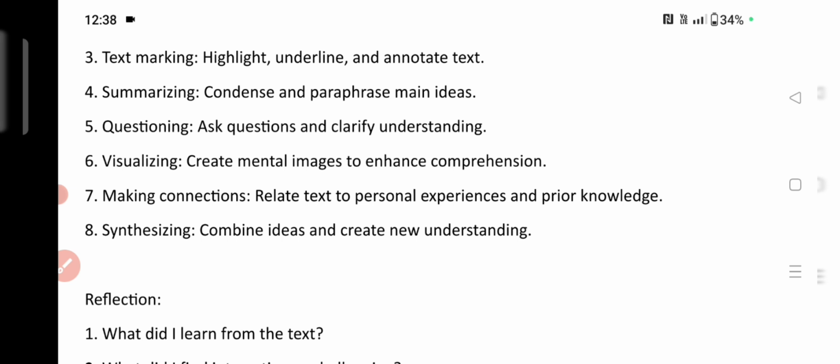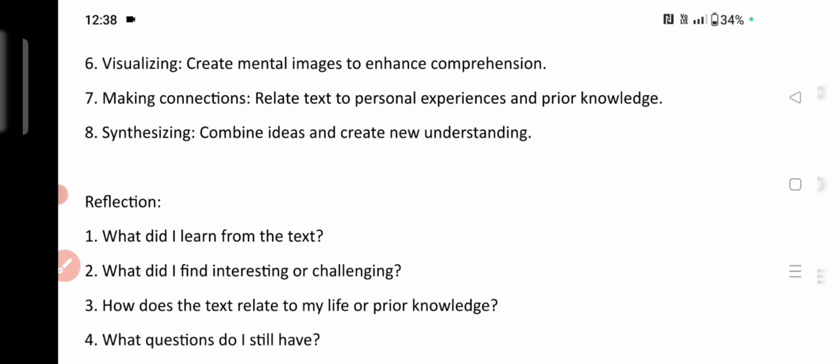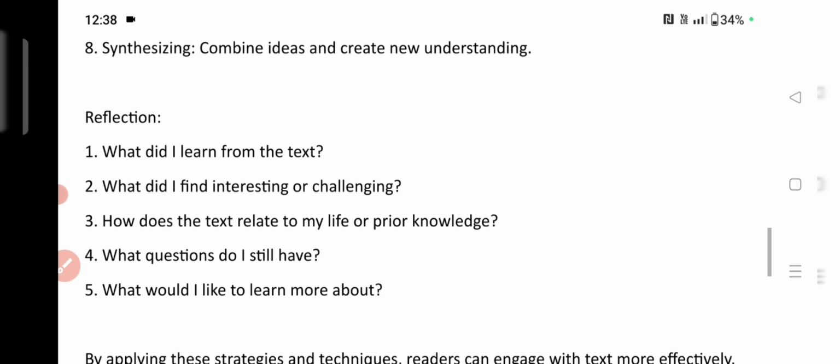If you have the habit, comment in the comment box. Summarizing means condense and paraphrase main ideas. And questioning, ask questions and clarify the understanding. Visualizing, create a mental image to enhance comprehension. Making connections, relate the text to personal experience and prior knowledge. If you make connections with real life, then only you can understand, then only you can remember each and every sentence clearly. Synthesizing means combine the ideas and create new understanding.